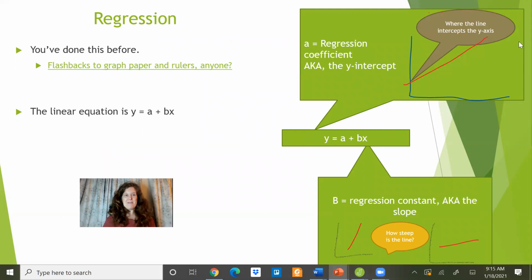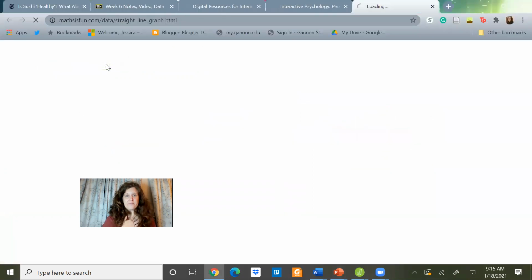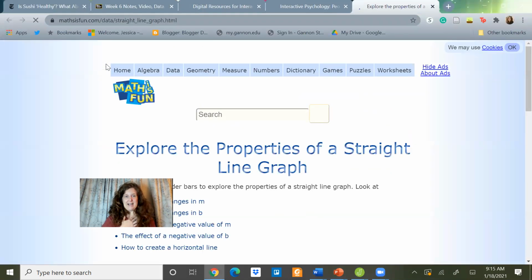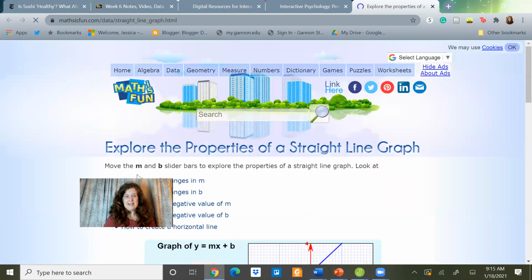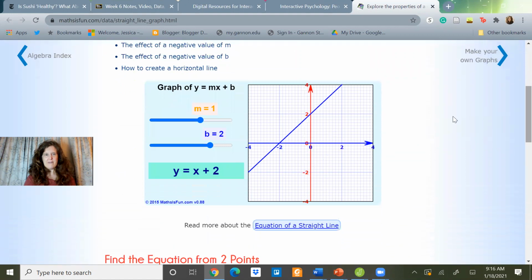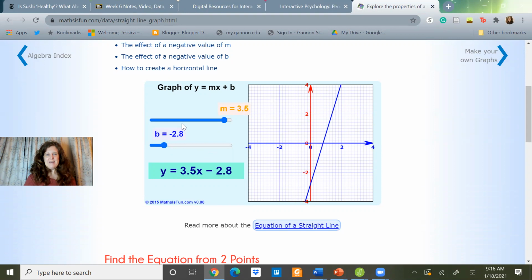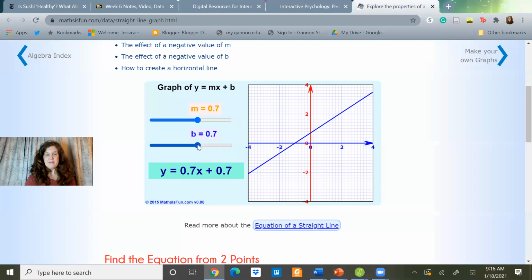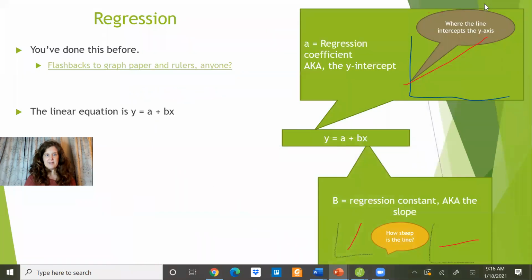So what do we do with regression? Again, you've done this before. This idea of rise over run. And this is from mathisfun.com, which we talked about with the normal curve. So again, remember the idea that you have this regression line and you can change the slope around, right? And you can change your y-intercept around. Oh, excuse me, that's the slope and this is the y-intercept. And you can change the line and define a line. That's what we're dealing with.